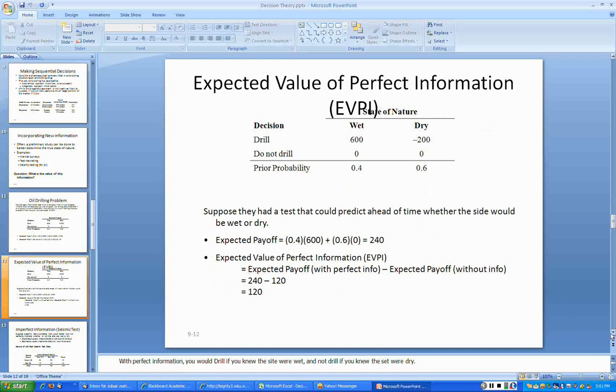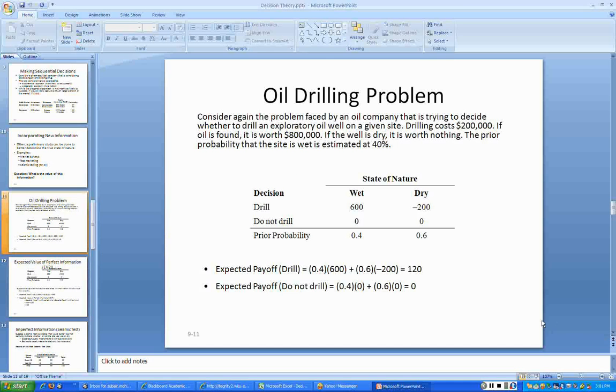We did discuss this slide earlier. Based on this, what is the expected payoff? The sum product of the probabilities and the associated payoff gives us $120,000 for drilling, and not drilling is 0. So our decision based on the information we have is to go for the drilling option.